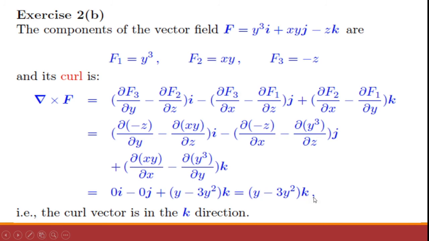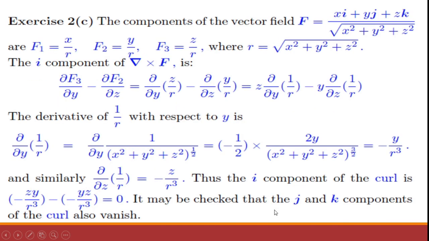K is a unit vector. That means k is the direction. When any value is compounded by direction, then we call it a vector. So this is magnitude and this is direction. Magnitude and direction combination gives us a vector. So that means the curl of the vector is a vector which is in the direction of k.